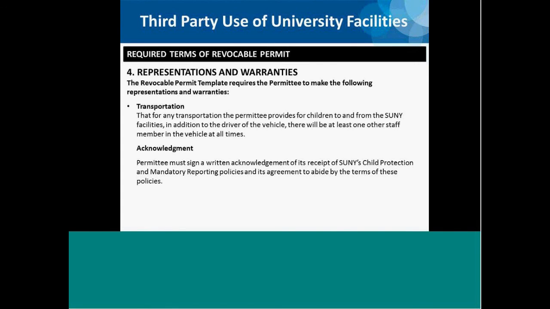Permittees also represent and warrant that for any transportation they provide to children to and from the SUNY facilities, in addition to the driver of the vehicle, there will be at least one other staff member in the vehicle at all times. And as we previously discussed, the permittee must sign a written acknowledgement that it has received the SUNY child protection policies and it agrees to abide by them.